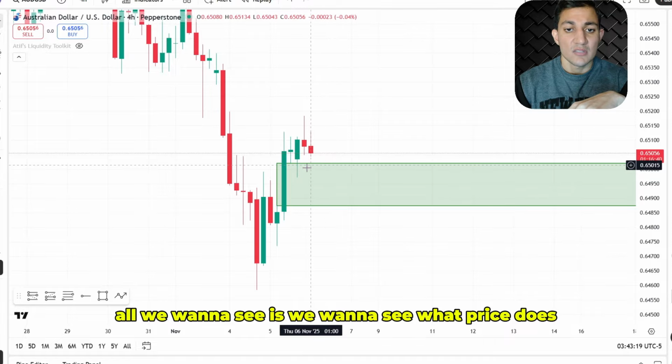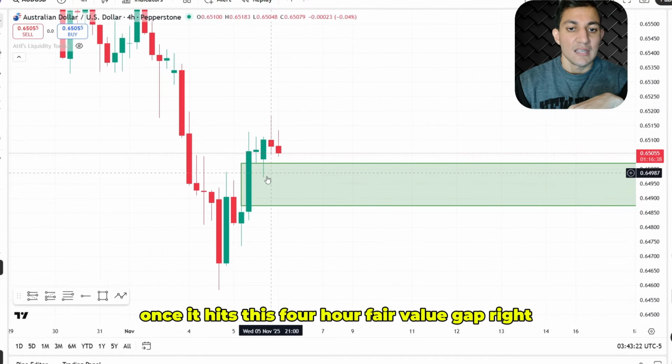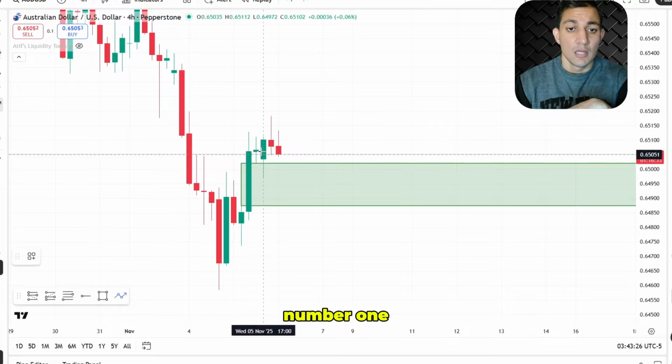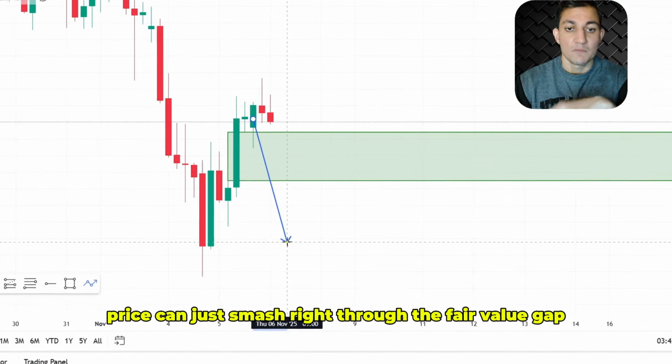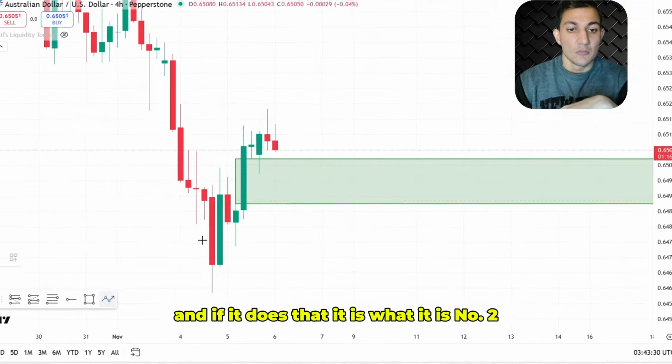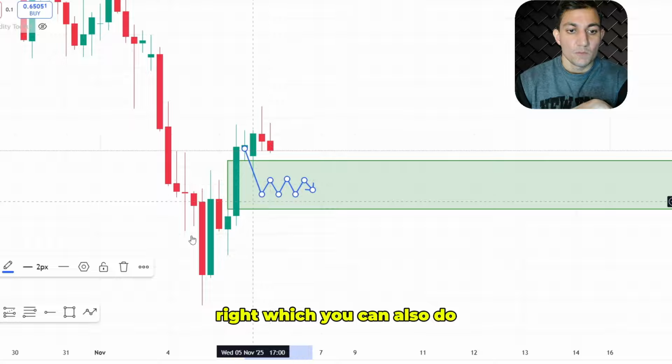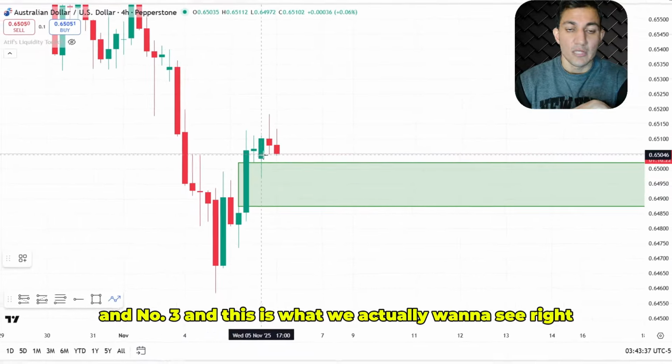And really all we want to see is what price does once it hits this 4-hour fair value gap, right? And there's really 3 things that price can do. Number 1, price can just smash right through the fair value gap. And if it does that, it is what it is. Number 2, price can hit the fair value gap and just chop around for ages, which it can also do. And number 3, and this is what we actually want to see, right?